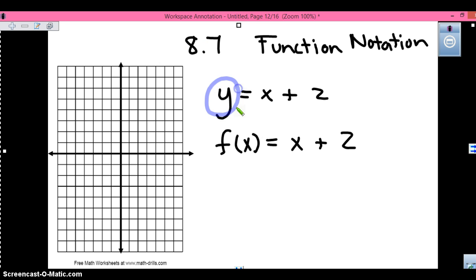What changed here? Y changed to f of x. Notice f of x, how we name this. This means function f of x. That means we get an answer for f of x when we use a certain number for x. So in other words, f of x is equal to y.